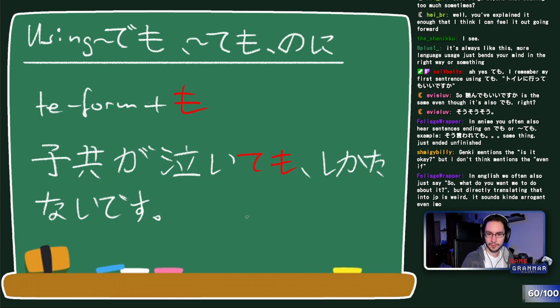So what do you want me to do about it? Like, translate Japanese, kind of. どうしたらいい? So like, what are you saying I should do? You could say it in many different ways, I think.